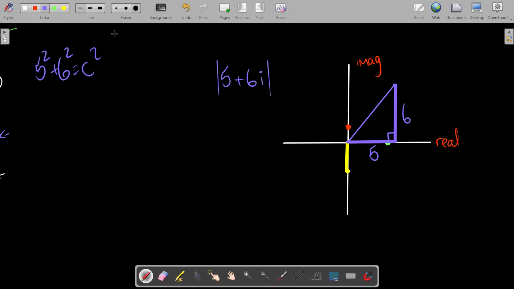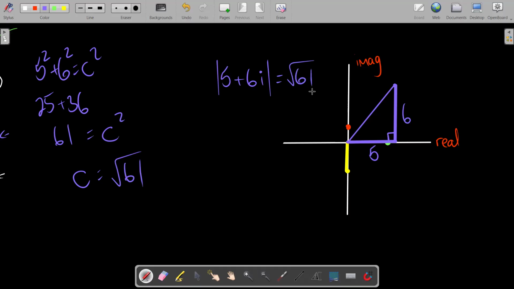Don't care. What's 5 squared? 25. 6 squared? 36. 25 plus 36? 61. And if 61 is equal to c squared, what is c equal to? The square root of 61. So we would say in this case that the modulus of the complex number 5 plus 6i is equivalent to root 61. Now, if you were taking an ACT and someone said round it to the nearest hundredth, then you would put that in a calculator and get your 7 point whatever it might be.